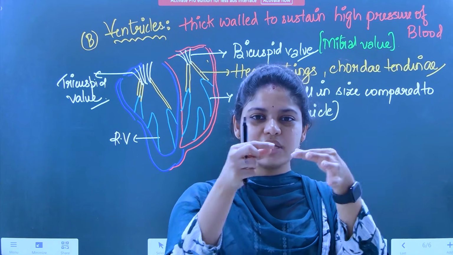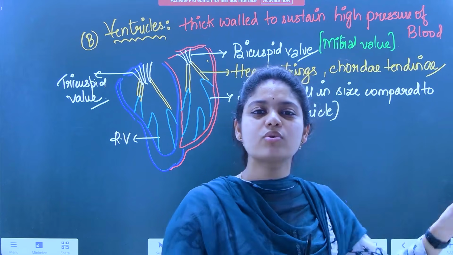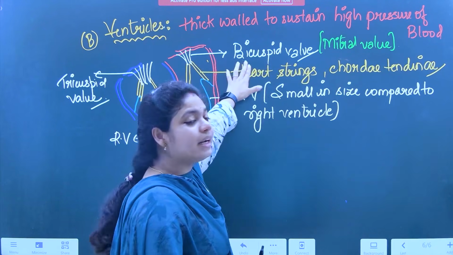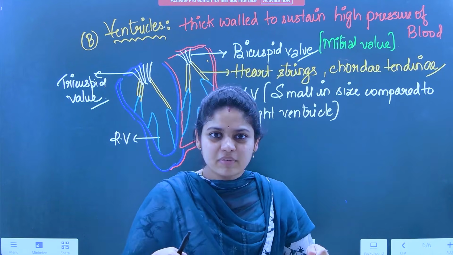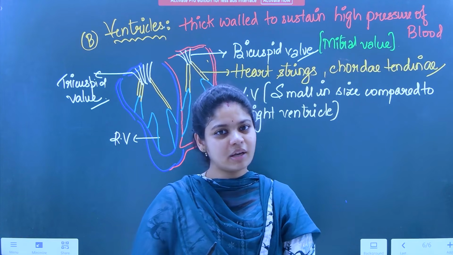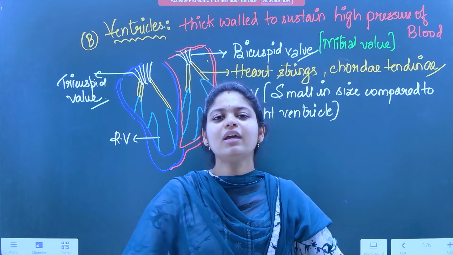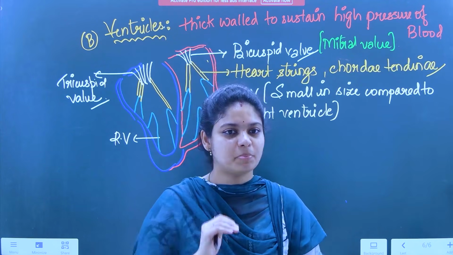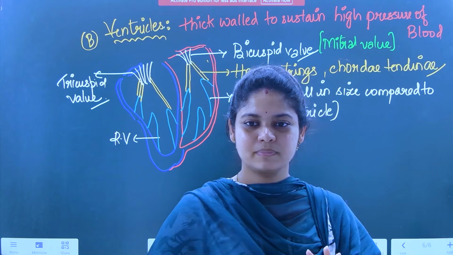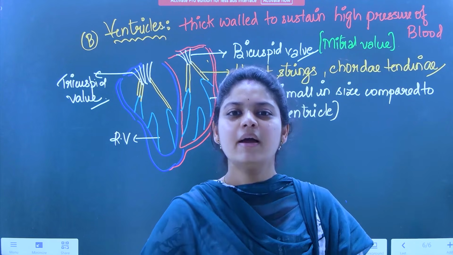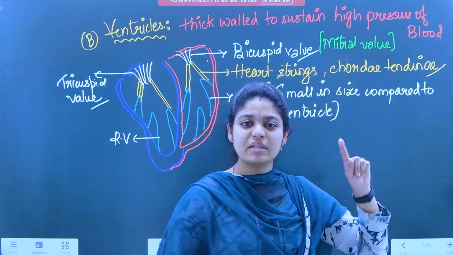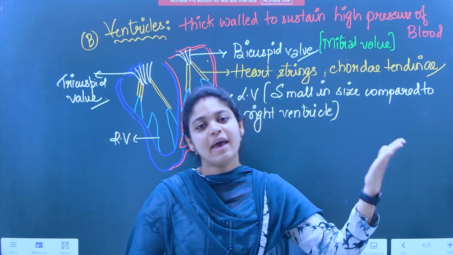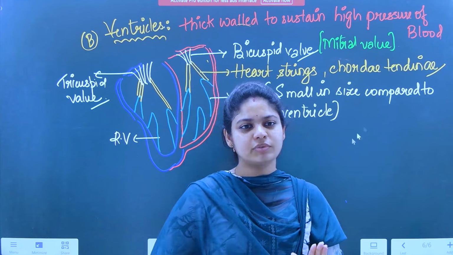Understood? Heart strings help in opening and closing of the bicuspid and tricuspid valves. They will pull the valves so that the blood from the atria enters into the ventricles. And they will relax so that the valves become closed and the blood is not pushed back. Understood? Is it clear? I will explain all of this once again in tomorrow's class and then continue the remaining part of the heart.